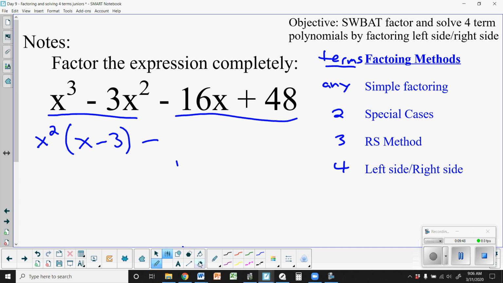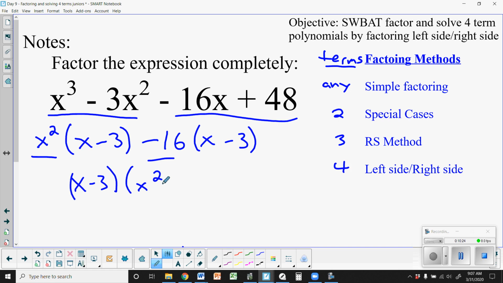So let's go back. We know that it's going to be 3. So we can write 16 is what we're factoring out. Notice that it's negative 16. So negative 16 divided by negative 16x is going to be x. Positive 48 divided by negative 16 is going to be a negative 3, as we just saw. So notice that we have x minus 3, x minus 3, so those are the same, so we can factor that out. So now we have x minus 3. And what's left over is this x squared minus 16. So that's going to be our other factor, x squared minus 16.